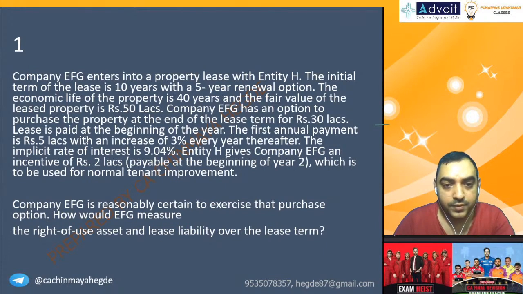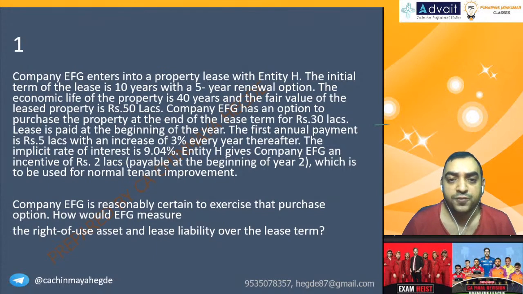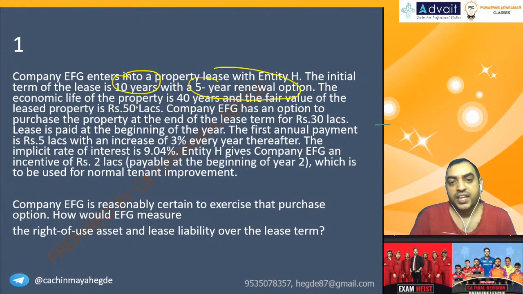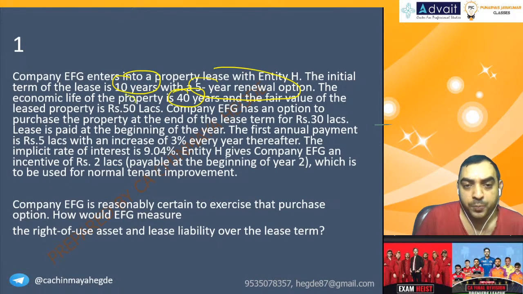Okay, let me go further. Company EFG enters into a lease of property with entity H. Initial term of the lease is 10 years with a 5-year renewable option. The economic life is 40 years and the fair value of the leased property is 50 lakhs. Company EFG has an option to purchase the property at the end of the lease term for 30 lakhs. Lease is paid at the beginning of the year.